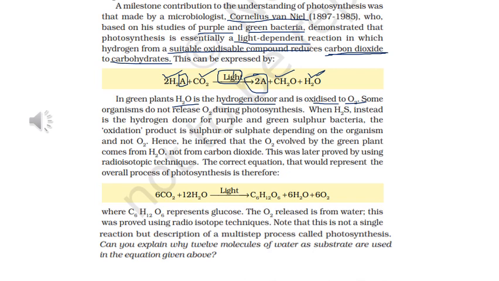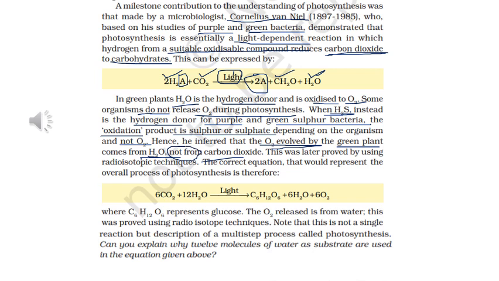Some organisms do not release oxygen during photosynthesis. When H2S instead is the hydrogen donor for purple and green sulfur bacteria, the oxidation product is sulfur or sulfate, depending on the organism, and not oxygen. Hence, he inferred that the oxygen evolved by the green plant comes from water, not from carbon dioxide.